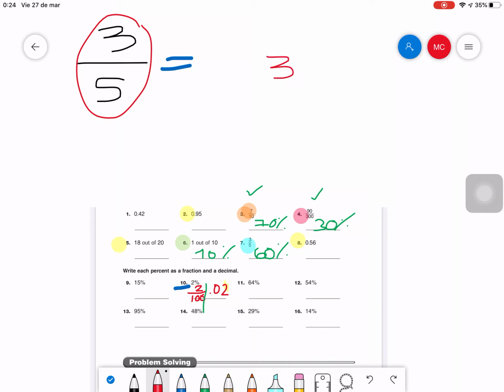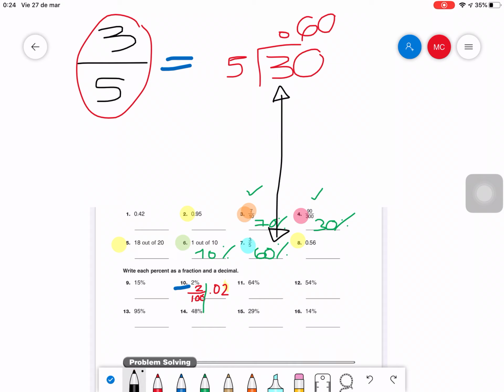And how do you do it? Dividing. 3 goes inside the division, and 5 goes outside. So if I do this, let's do it. Point, and then I add a 0. So how many times does 5 fit in 30? 6. It gives me 0.6 or 0.60, which is the same. And if you are able to connect this result to this result, you see that we got the same. 0.60 can easily be changed into 60%.